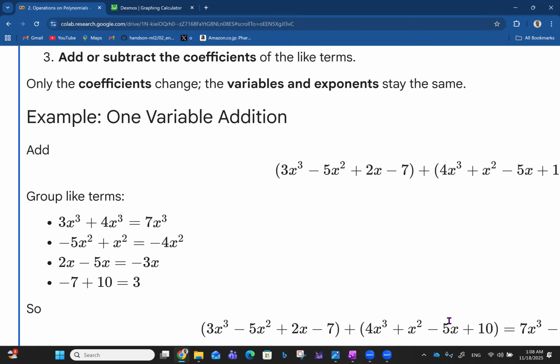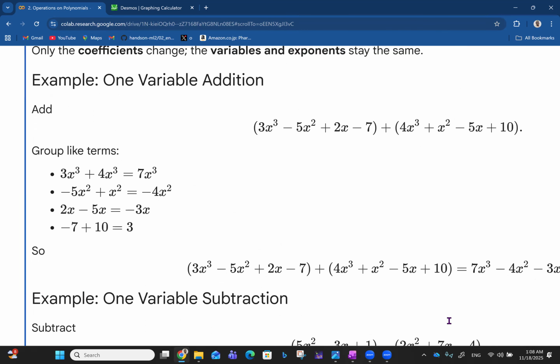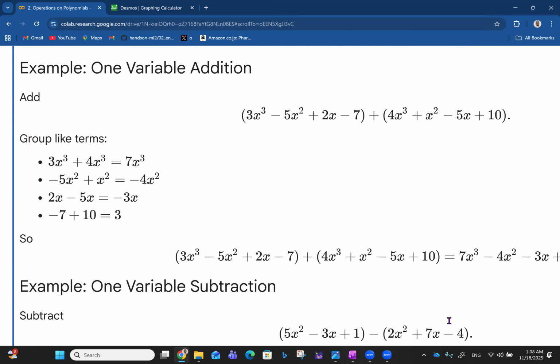Let's see this example for a one variable addition. You have 3x cubed minus 5x squared plus 2x minus 7, plus 4x cubed plus x squared minus 5x plus 10. Based on what we have said, you add 3x cubed plus 4x cubed, and that's 7x cubed. Then minus 5x squared plus x squared, that's minus 4x squared. Then 2x plus minus 5x, so you have minus 3x. Then minus 7 plus 10 gives you 3.